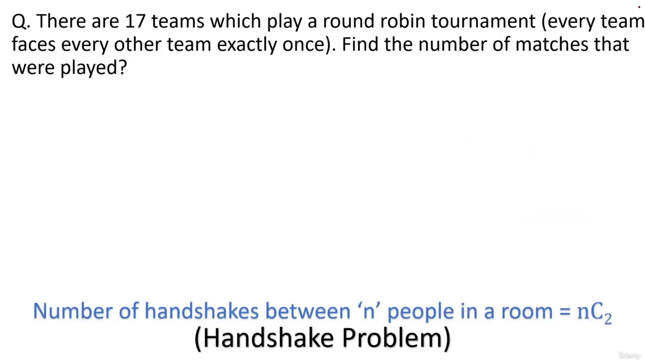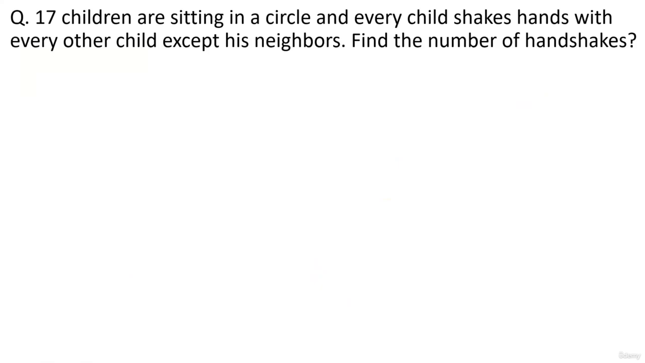There are 17 teams which play a round robin tournament. Every team faces every other team exactly once. Find the number of matches that were played. Okay, again it's the typical example of the handshake problem. 17 teams which play a round robin tournament. Round robin is exactly this, guys: every team faces every other team exactly once. So it is like 17 people shaking hands with each other. How many handshakes will take place? 17C2. The answer is 17 into 16 divided by 2. 17 8s are 136, the required answer. Okay guys, so let's go on to the next question.